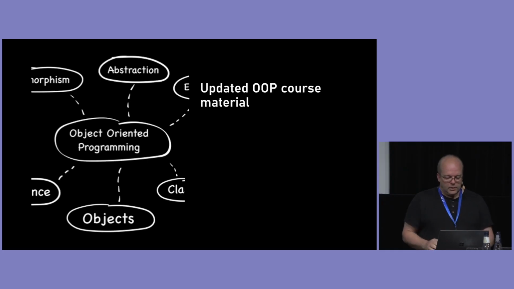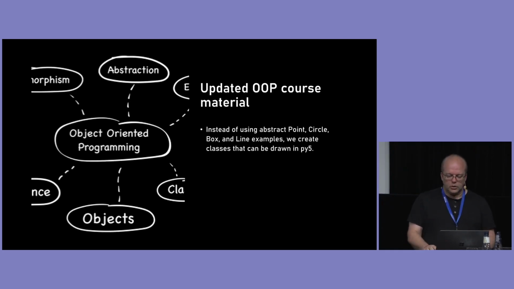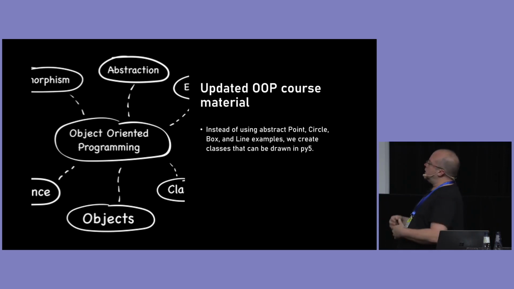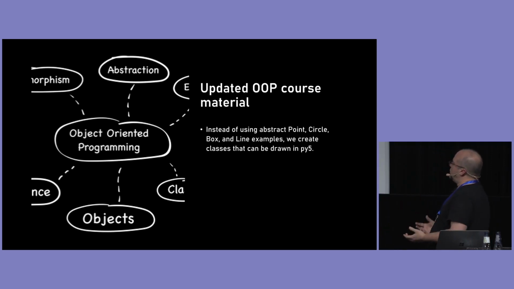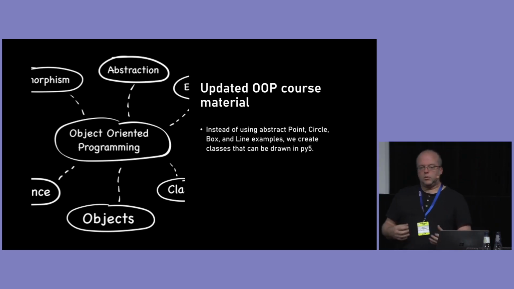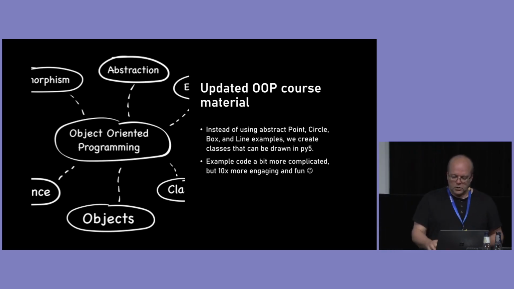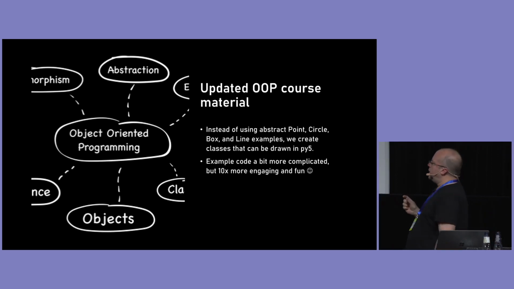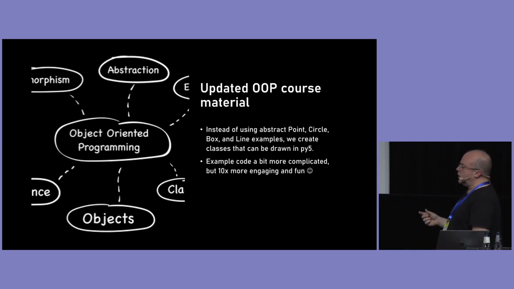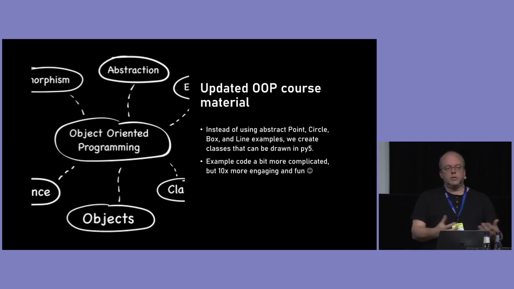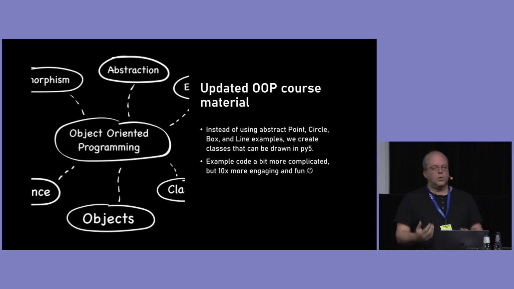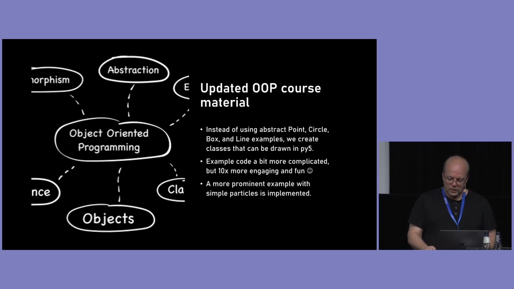So I changed my object-oriented part of the course. Instead of using abstract point, circle, box, line examples, we actually do classes that can draw themselves in Py5. So it's a little bit more complicated, but it's 10 times more engaging. And you can let the students have this environment up front, and they can follow along when you live code.